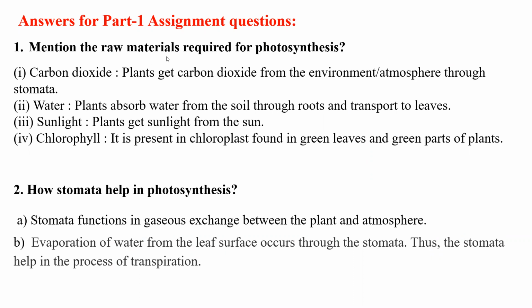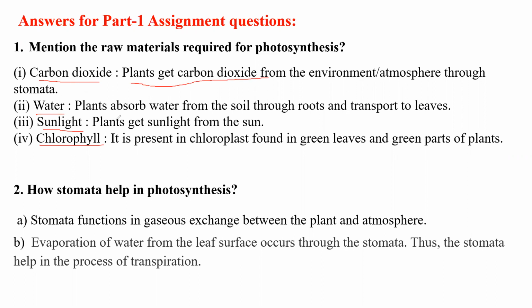First question is: mention the raw materials required for photosynthesis. If the question asks for 1 mark, you do not need to mention the sources for each and every raw material. Only the names of raw materials are enough: carbon dioxide, water, sunlight, chlorophyll. If the question carries more than 1 mark, then you have to mention where the plant gets carbon dioxide from. Plants get carbon dioxide from the environment or atmosphere through stomata.